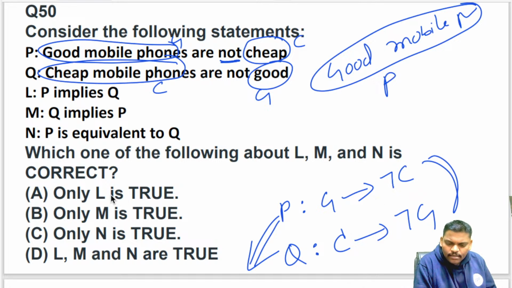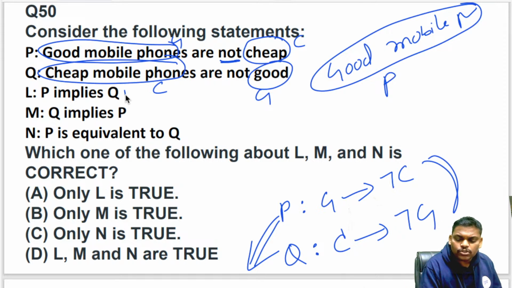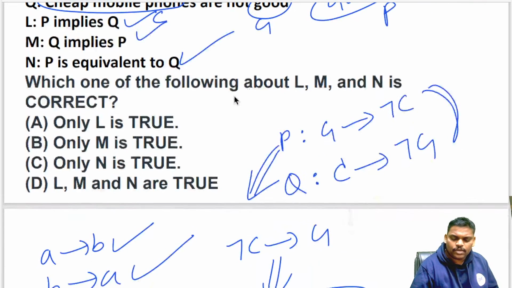So P implies Q. Whenever two statements are equal, the implication will definitely work out. If two statements are equal, A implies B is also true, and B implies A is also true. Equal means double implication is possible. P implies Q is also possible, Q implies P is also possible. So P is equivalent to Q. These two possible means equivalent. So answer is D. Many people said answer is D. Thank you.